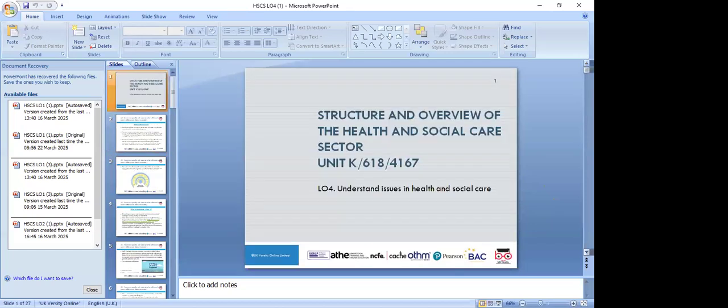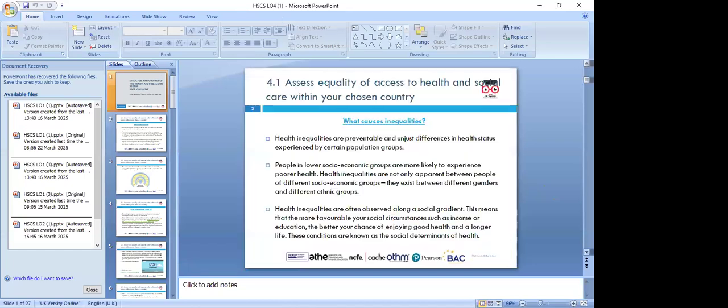LO4, and that's the structure and overview of the health and social care sector, Unit 1. But then we're going to look into learning outcome 4, understanding the issues within health and social care. If I may ask, for those of you who are carers, what are some of the underlying issues that you found within the healthcare sector that you think are of concern? What issues have you identified that you think are of interest?